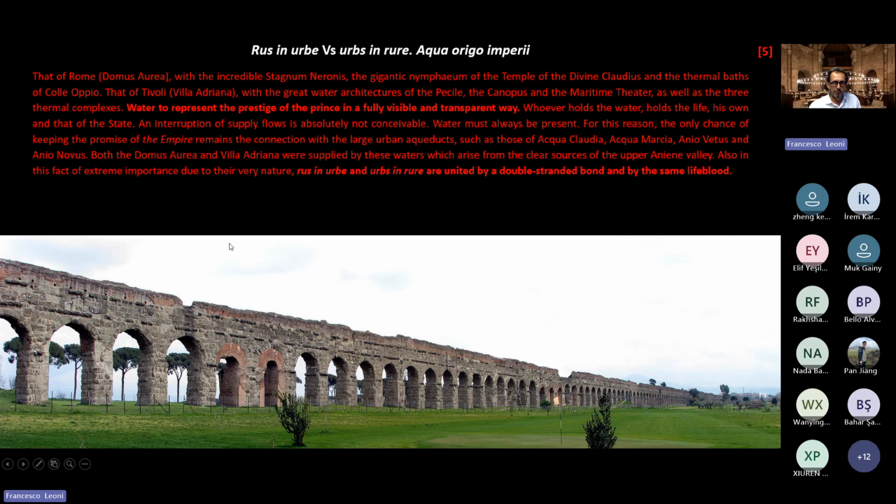Both the Domus Aurea and the Villa Adriana were supplied by these waters, which arise from the clear sources of the Upper Aniene Valley. Also in this, a fact of extreme importance due to their very nature, the countryside in the city and the city in the countryside are united by a double-stranded bond and by the same lifeblood.